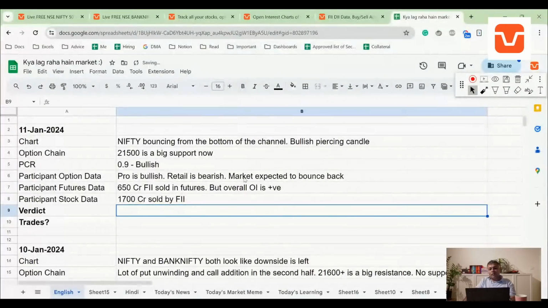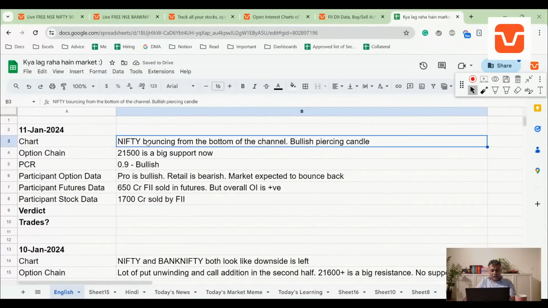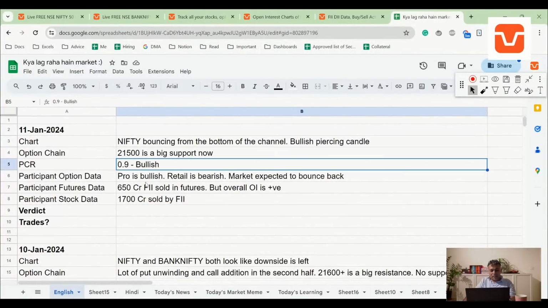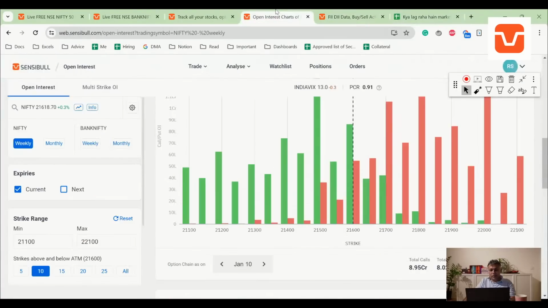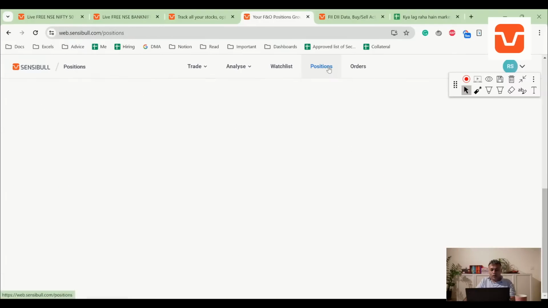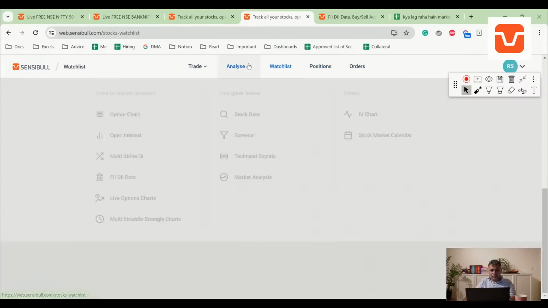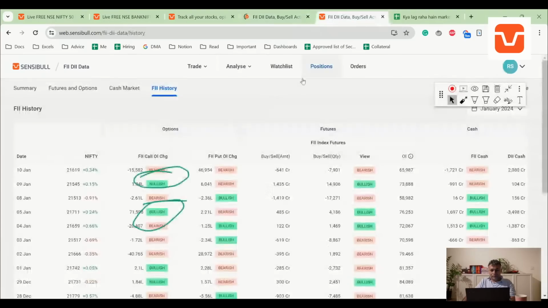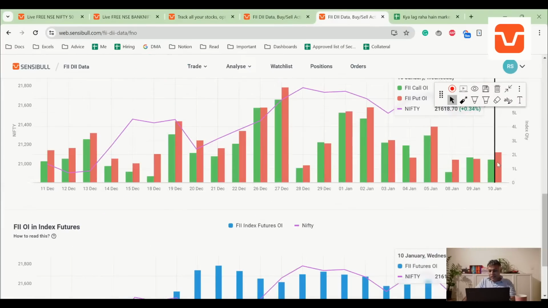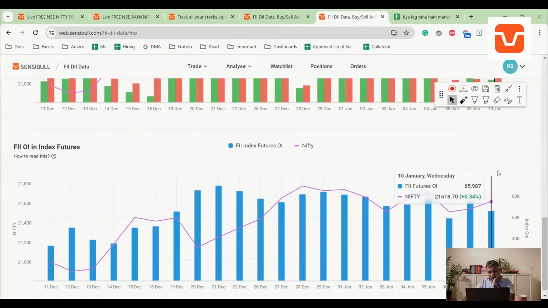So here's the thing, right? If you combine everything, chart is positive, option chain is positive, PCR is positive, but that's of course a derivative of option chain. Participant OI data looks like market will bounce back, and market is expected to bounce back for the simple reason that retail seems to be sitting on a lot of sold calls, right?